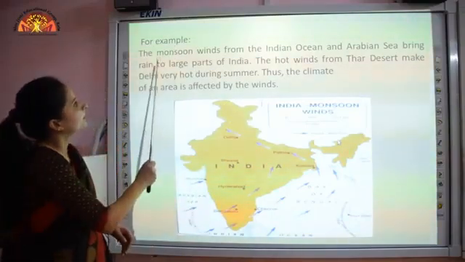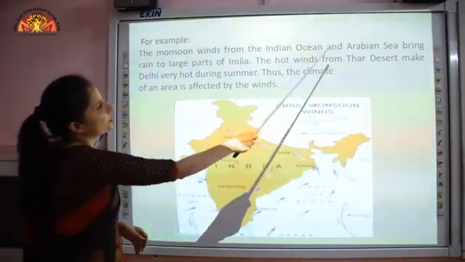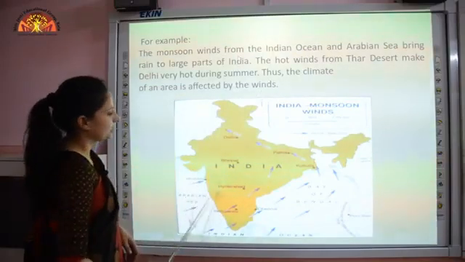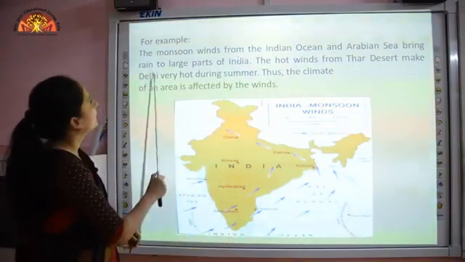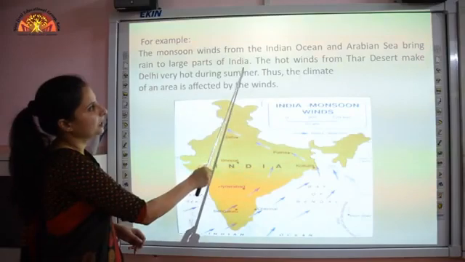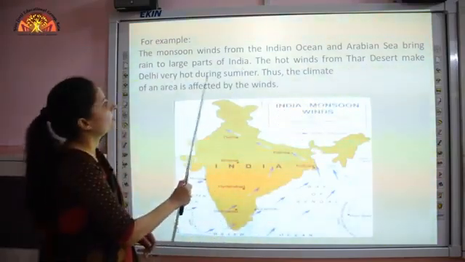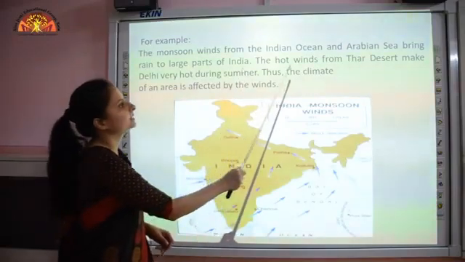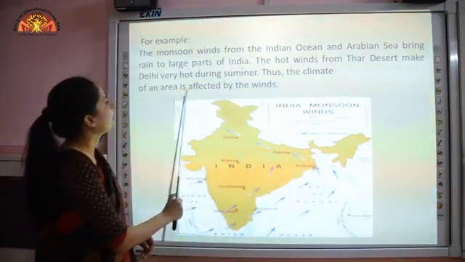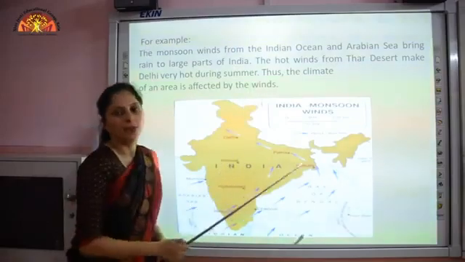For example, the monsoon winds from the Indian Ocean and the Arabian Sea, you can see in this map, bring rain to large parts of India. The hot winds from Thar Desert make Delhi very hot during summer. Thus, the climate of an area is affected by the winds.